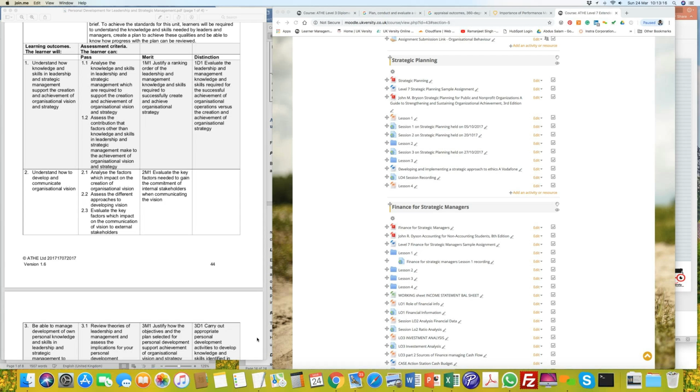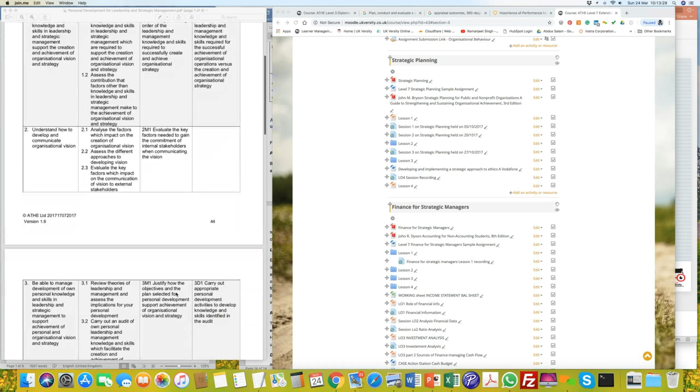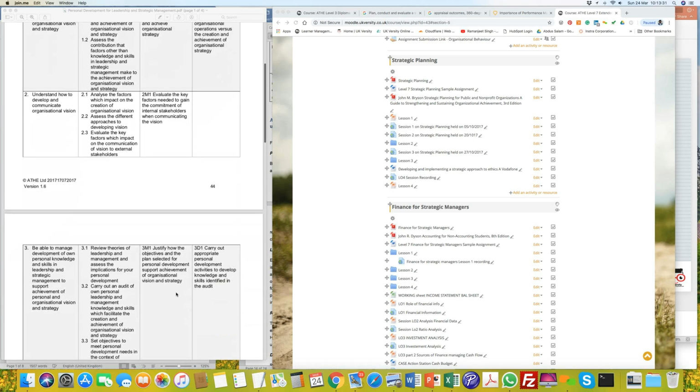So what we wanted to do in learning outcome 2 is to understand how you communicate this strategic plan or the vision to employees or staff within the organization, and then what is required for this to be implemented, which we looked at in terms of various stakeholders.